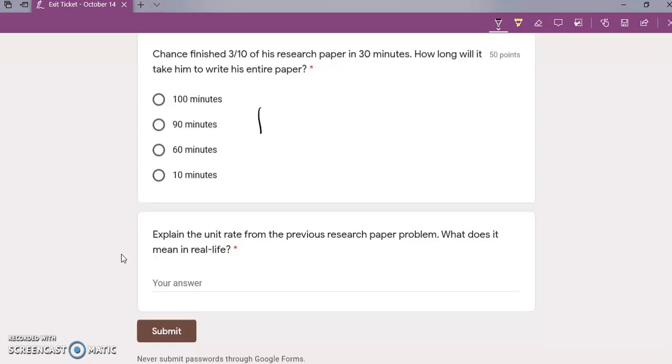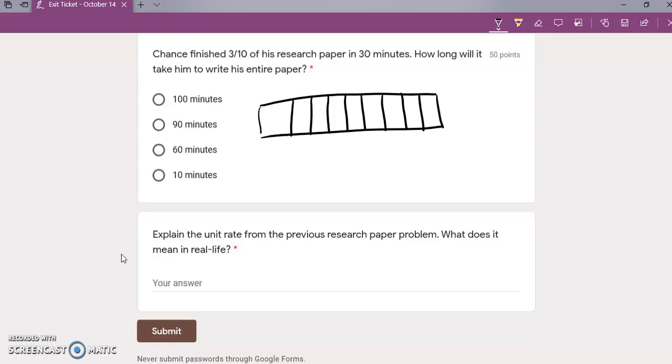So again, let me try and draw a diagram. This one I'm going to make it bigger because it's more parts. So let me see. 1, 2, 3, 4, 5, 6, 7, 8, 9, 10. Okay, so we have all these 10 parts. So we have 1/10, 2/10, 3/10. That's what it said, that he finished 3/10 of his research paper in 30 minutes.